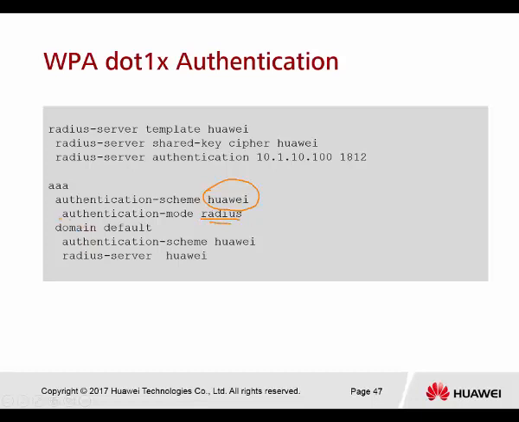So right now, the domain. So this is the domain. I'm going to select the authentication scheme Huawei. I select the Huawei. So that means every user here has to perform the radius authentication. And the radius server. My radius server is Huawei. And where is this? The radius server template. Since we want to do the radius authentication, we need to know where our server IP address and the port number are.